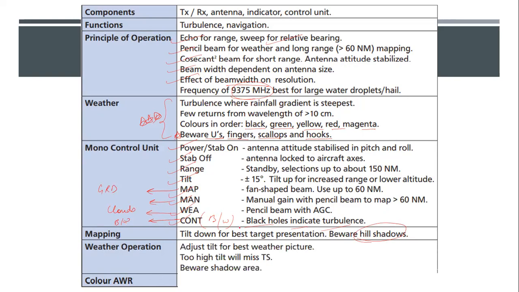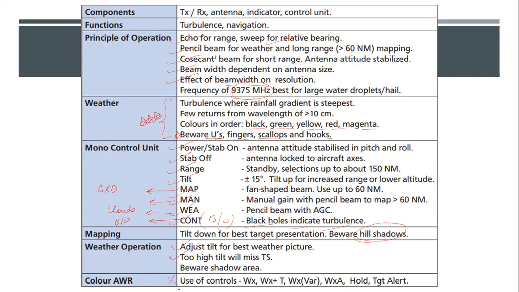Weather operations: adjust tilt for best weather picture. Too high a tilt will miss the thunderstorm. We just did the questions, right? We have the formula also. If you keep on scanning up and up, we will get no returns. So if you have an airborne weather radar at 15 degrees, what is the point? You will not even get any clouds. Okay, this is not required. Color video, we don't have to remember all this.